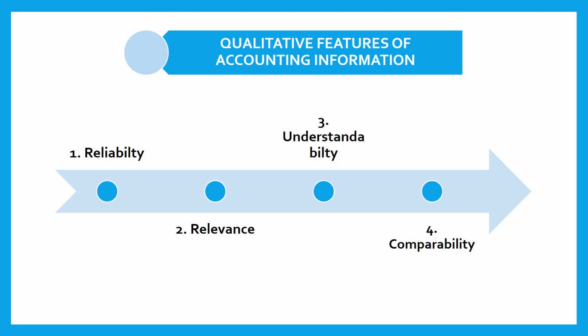The second one is relevance. Accounting information should be relevant to the users of such information. It means accounting information is relevant if and only if it meets the requirement of the interested parties and the users, which could further help the users in taking important decisions for the benefit and improvement of the business. The next feature is understandability.